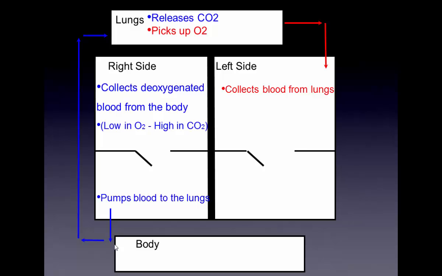So what word would we use to describe blood that just came from the lungs? Oxygenated, right. So what does that mean? Recreate this phrase over here for me. It's low in CO2 and high in O2. Correct. It's high in oxygen because it just got recharged from the lungs. It's low in carbon dioxide because it just gave up its carbon dioxide to the lungs.